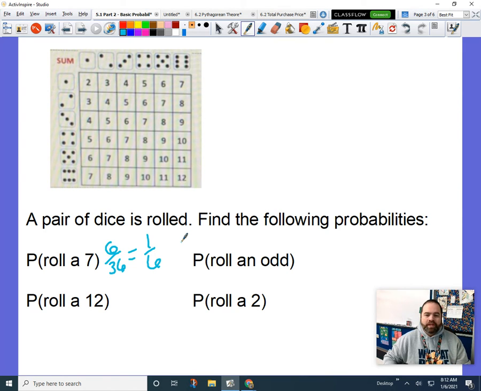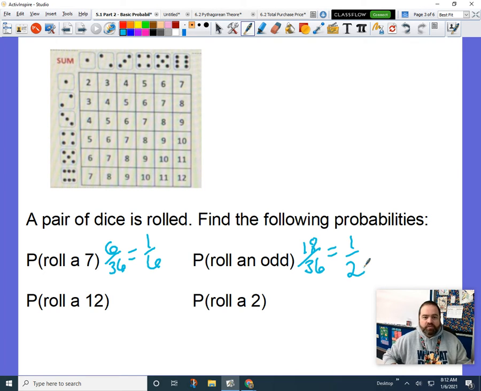The probability of rolling an odd. So you go through and you count up all the different odd numbers. Literally, there's 1, 2, 3, 4, 5, 6, 7, 8, 9, 10, 11, 12, 13, 14, 15, 16, 17, 18 odds. 18 out of 36, which reduces down to 1/2. Now, I kind of think that makes sense. Half the time you would get an odd, half the time you would get an even, because half of the numbers you deal with are odd, half of the numbers you deal with are even.